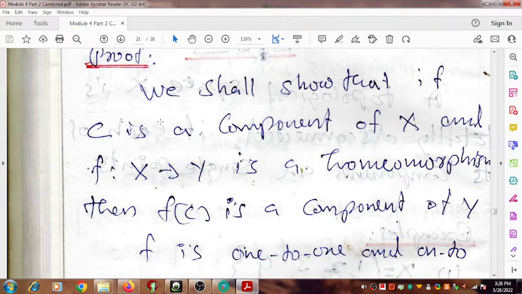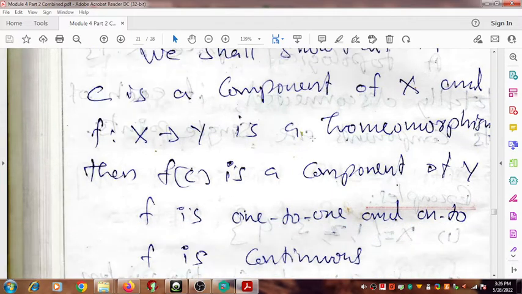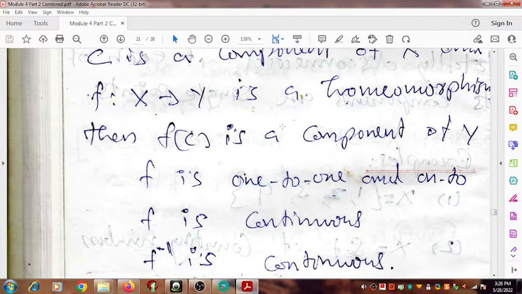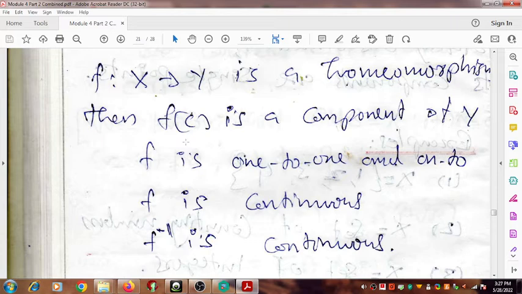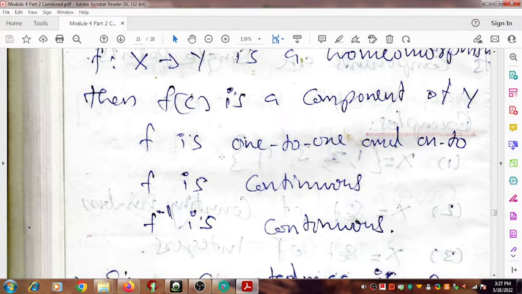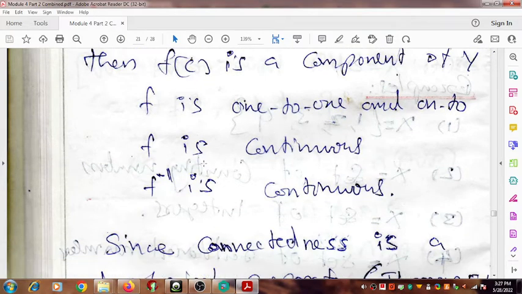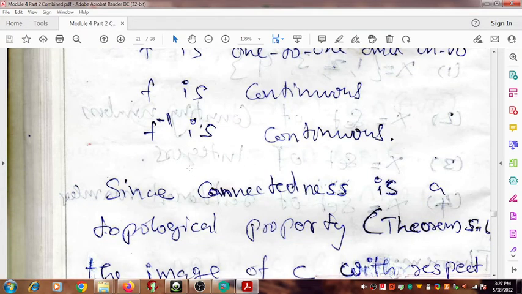So we shall show that if C is a component of X and F from X to Y is a homeomorphism, then F of C is a component of Y. First we want to show that F of C, the image of C under the action of the homeomorphism F, will be a component of Y. We know these facts about the homeomorphism: F is 1 to 1 and onto. F is continuous. F inverse is also continuous.